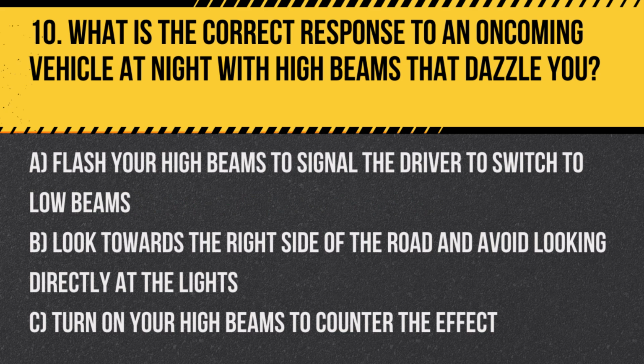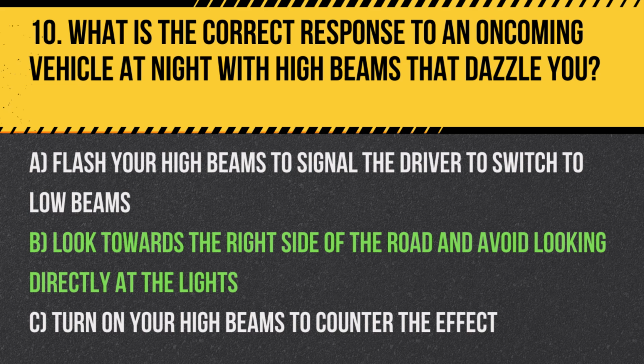Question 10. What is the correct response to an oncoming vehicle at night with high beams that dazzle you? A. Flash your high beams to signal the driver to switch to low beams. B. Look towards the right side of the road and avoid looking directly at the lights. C. Turn on your high beams to counter the effect.